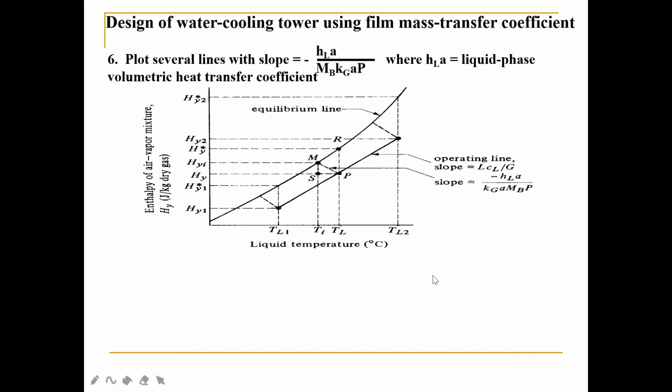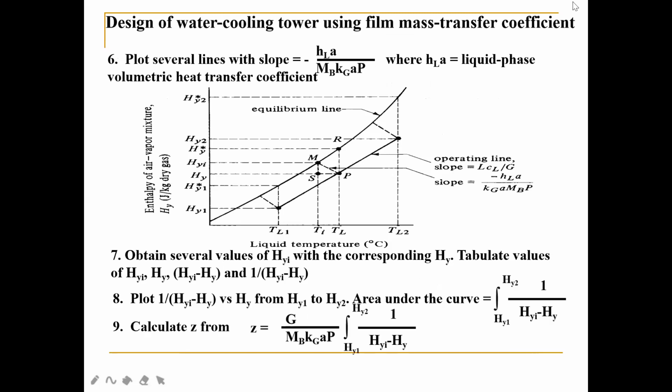So next, step number 6. Step number 6 is to plot several lines with that slope. This is where you will use the skill that you learned in the last topic, which is mass transfer. You still remember, right? You want to plot several lines with this slope because you want to solve this part of the equation, which is HYI minus HY. So remember, you have been taught how to calculate the interface values, so this is where the skill will be useful. In this equation, HLA is the liquid phase volumetric heat transfer coefficient. It's a constant as well, and you can calculate the slope from all these constant values.